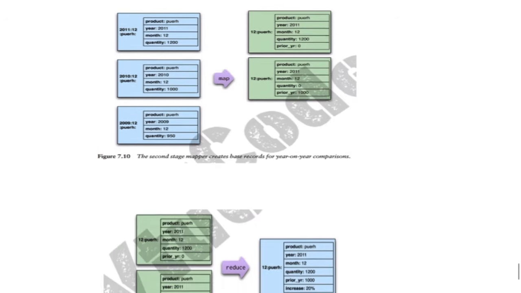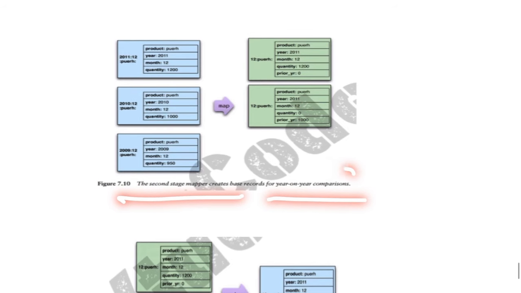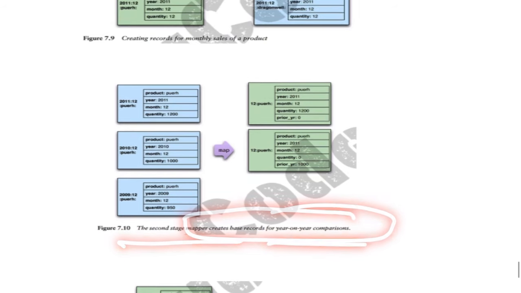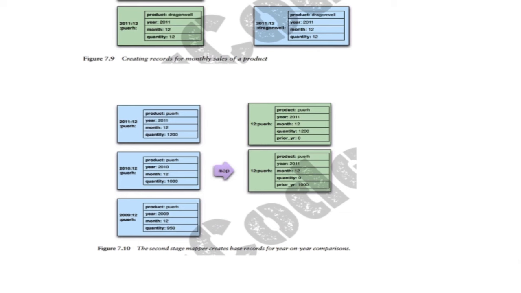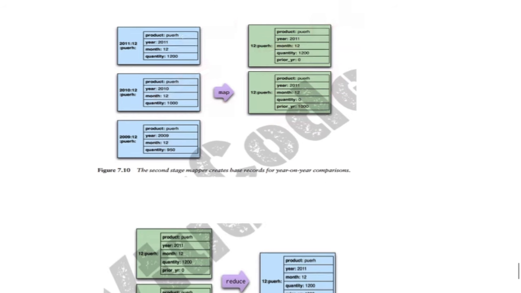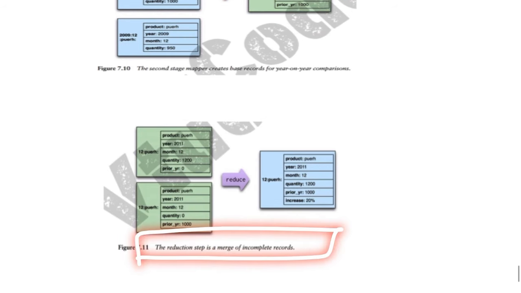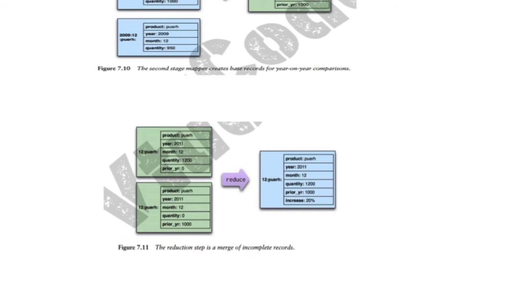Okay. Next, the second stage mapper creates base records for year on year comparison. In order to do the year on year comparison, previous year for both the quantities have been taken here and they are compared further. The reduction step in merge of incomplete records.